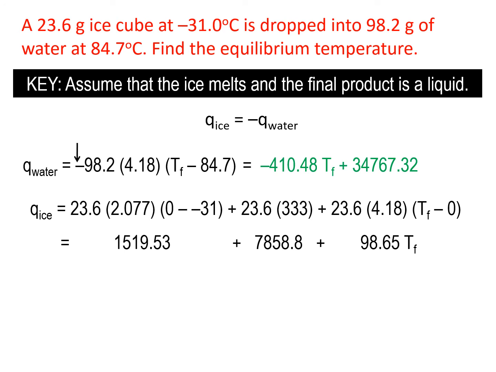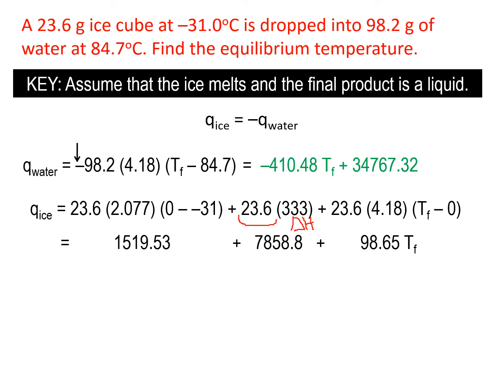So your temperature, 98.2 grams of the water, 4.184, is the final minus 84. Now, if you look at the ice, you had 23.6. You have to use the specific heat of the ice and the final temperature. You also have to use the mass of the ice times that. This is the delta H, remember, of fusion, because you have a phase change here. So you need to include that for the phase change.